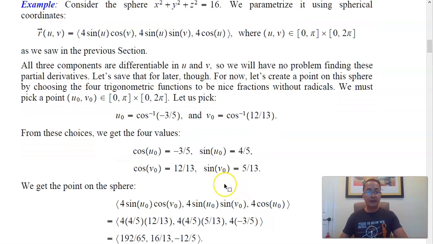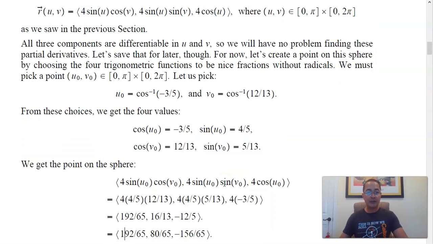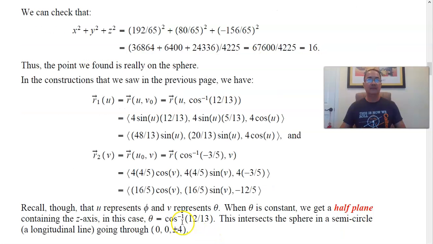So if you plug that into our parametrization, we're going to get these coordinates. And it looks nice to have them all with the same denominator. So let's write it as 192 over 65, 80 over 65, and negative 156 over 65. Just in case you're doubtful of my arithmetic, and I don't blame you, plug them into the equation of the sphere, and you will get 16. And I did use a calculator on that, so you can trust that to be 16.